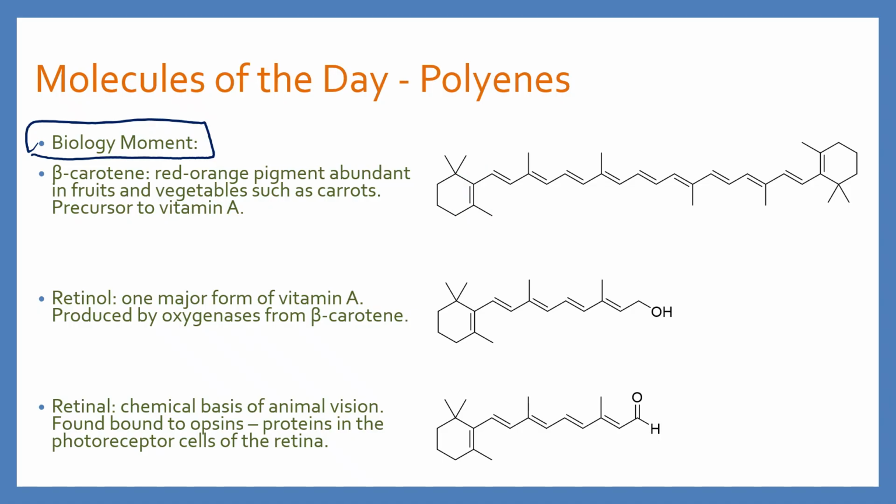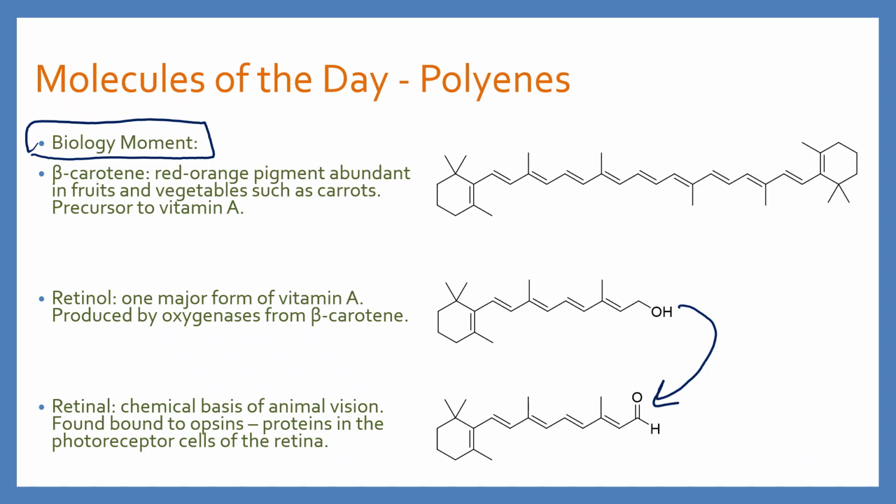This is the red-orange pigment that is abundant in fruits and vegetables that are also red or orange, such as carrots. This is a precursor to vitamin A. Now, when we eat these vegetables, our bodies take that precursor, and using the oxygenases, the enzymes in our body, it is broken into smaller molecules. This one is called retinol, and this is one major form of vitamin A.